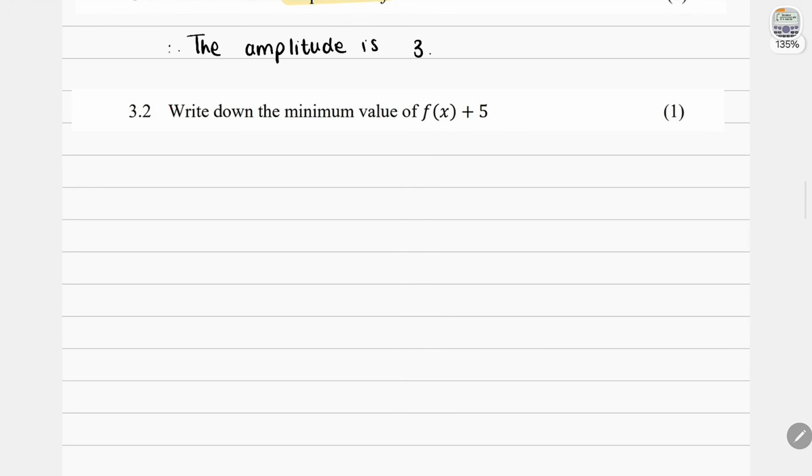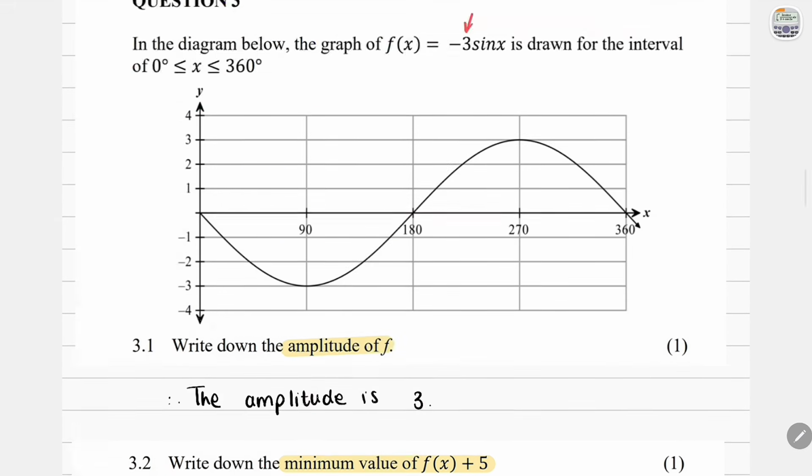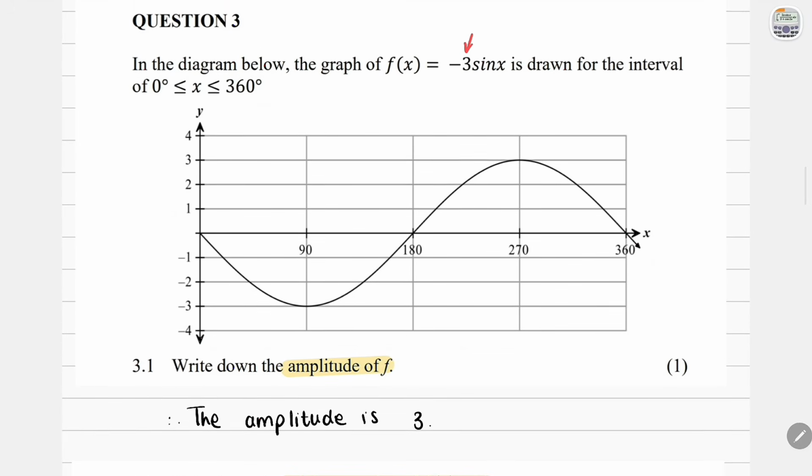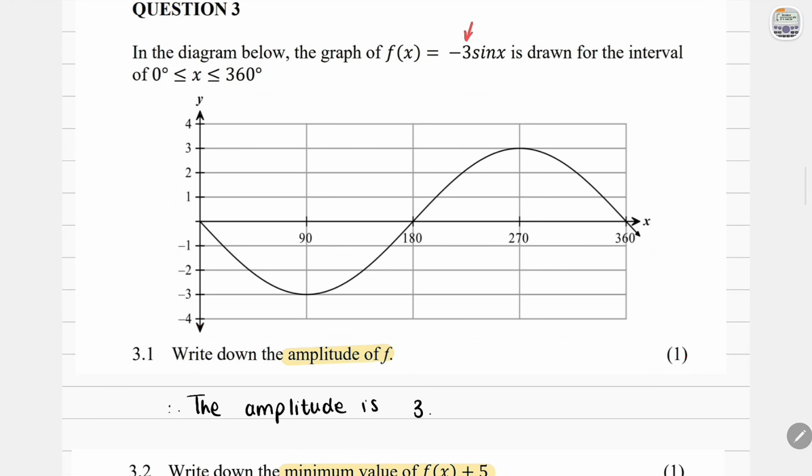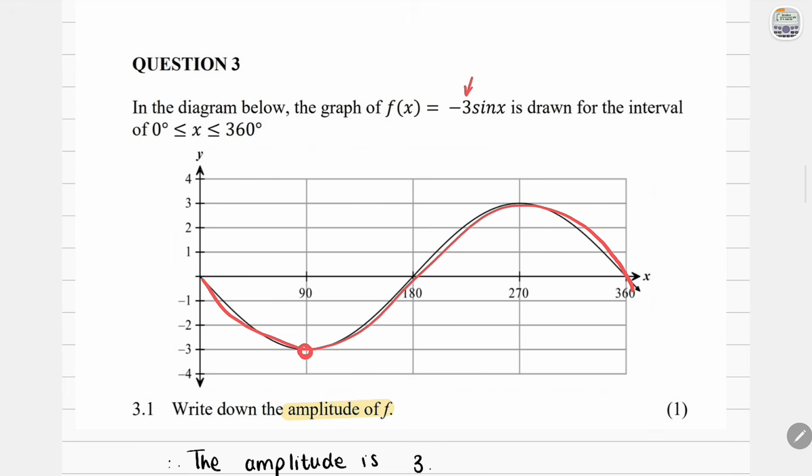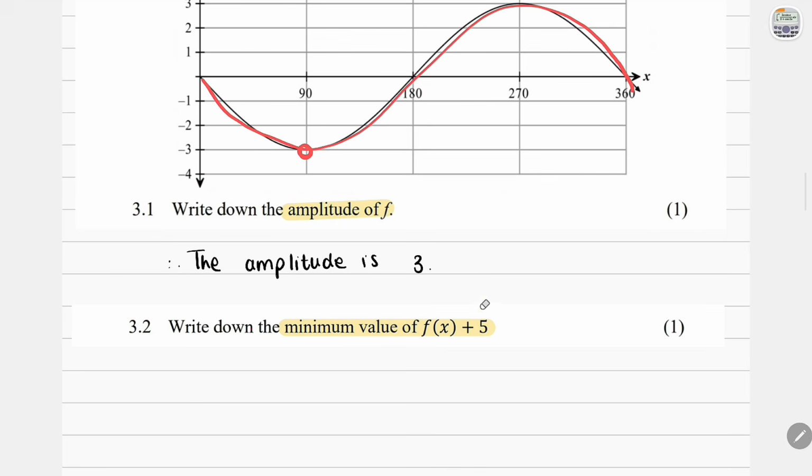Question 3.2 says, write down the minimum value of f of x plus 5. So the lowest value that this graph f of x plus 5 would reach. Okay, you can think about what the minimum value of f of x is currently. So you see your graph of f, right? It reaches a lowest of negative 3. So currently f of x minimum is negative 3. But the graph they want you to find the minimum value of is f of x plus 5.